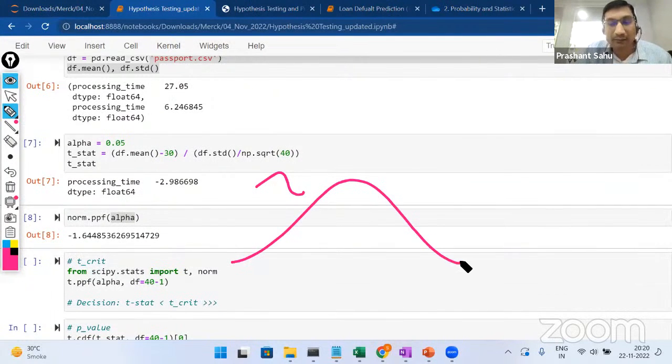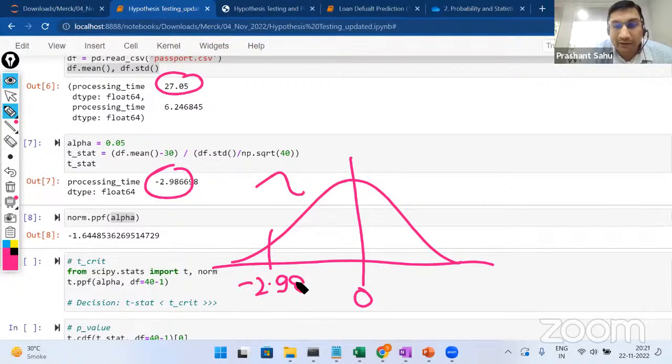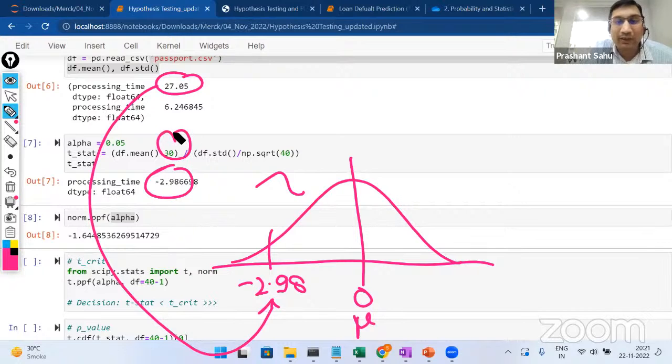So what you have is somewhat like this. Here the population mean is always at 0. This 27.05 will correspond to some value, which is this. So that is negative 2.98. So this negative 2.98 is your sample. This is your mu. So the population mean of 30 is actually corresponding to the peak. So obviously the sample is lower. And how much lower? It is 2.98 standard deviations lower.